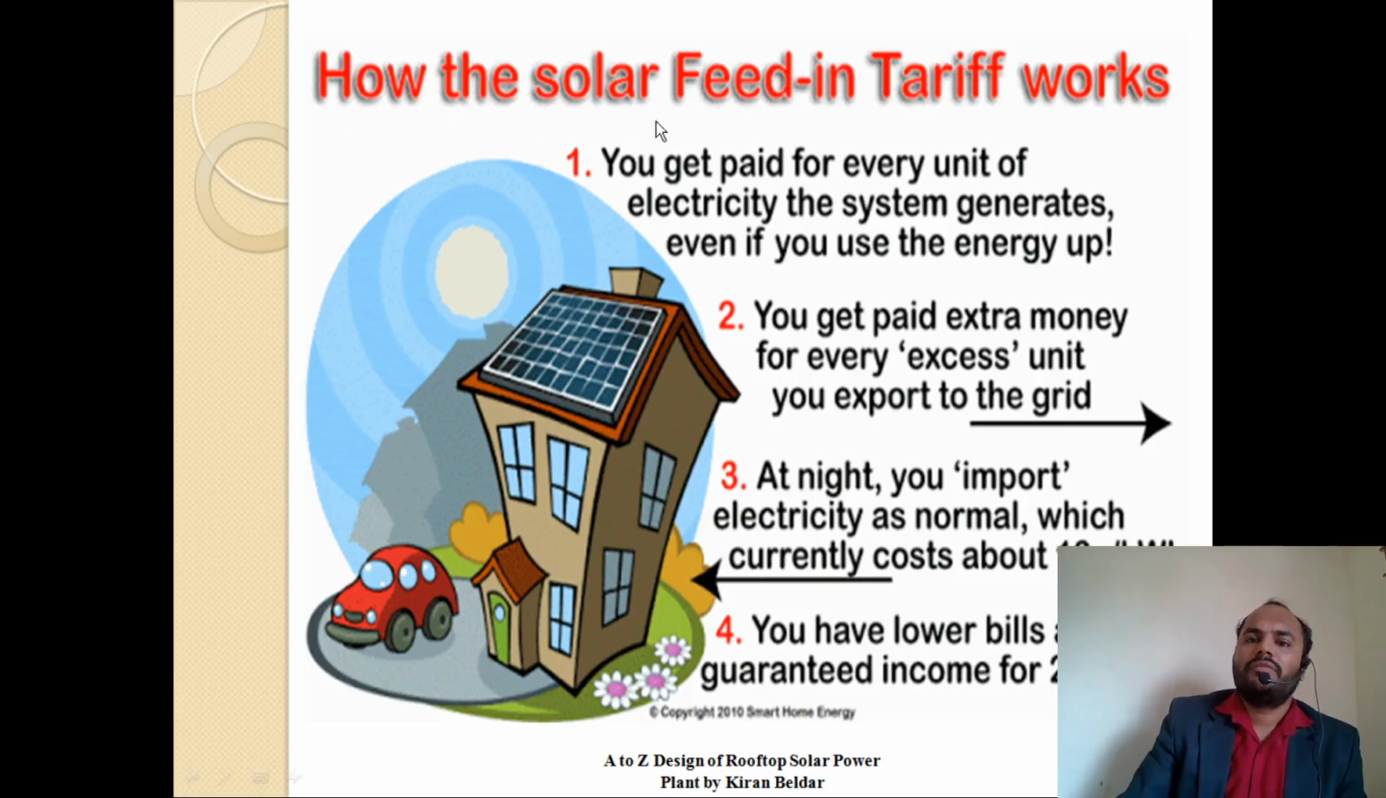Now, how does the solar feed-in tariff work? This is the basic flow. First, you get paid for every unit of electricity the system generates, even if you use the energy yourself. Second point, you get paid extra money for every excess unit you export to the grid. Third point, at night you import electricity as normal, which currently costs about 13p per kilowatt hour. Fourth point, you have lower bills and a guaranteed income for at least 20 years.